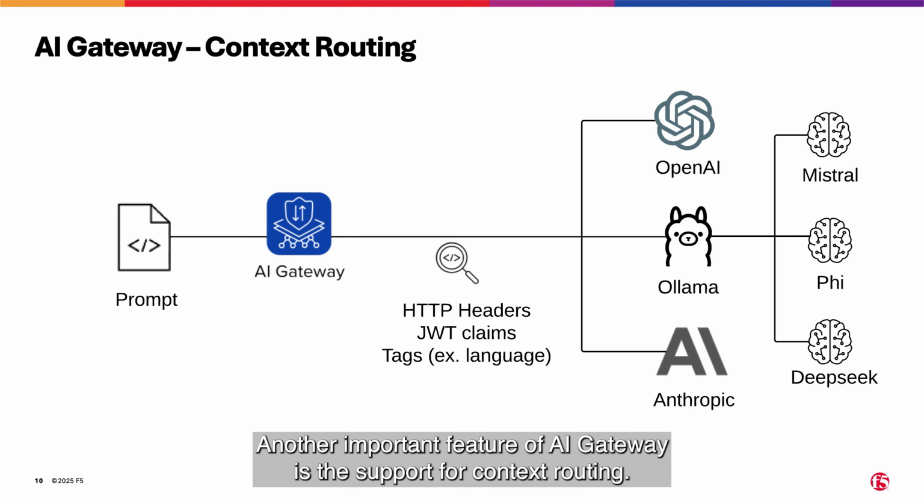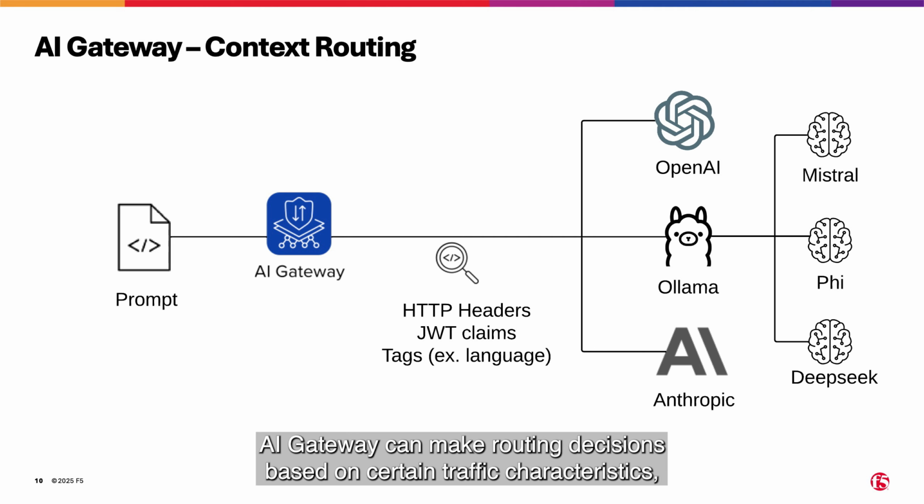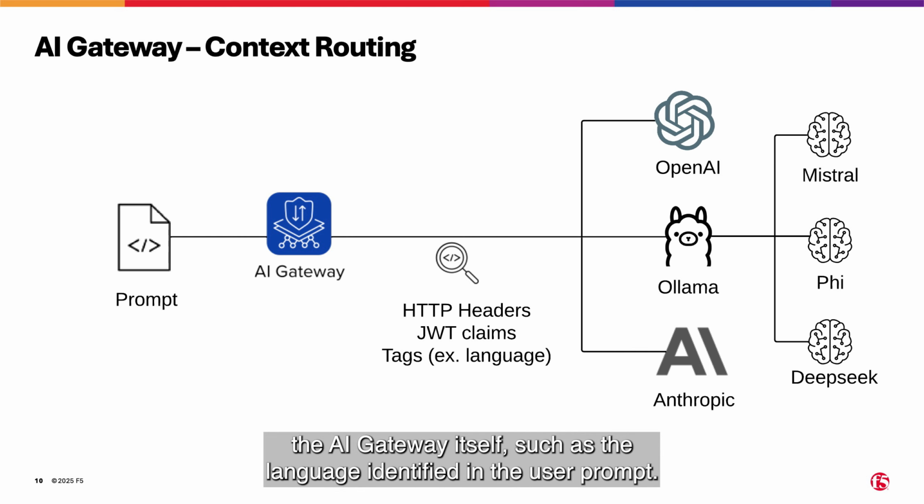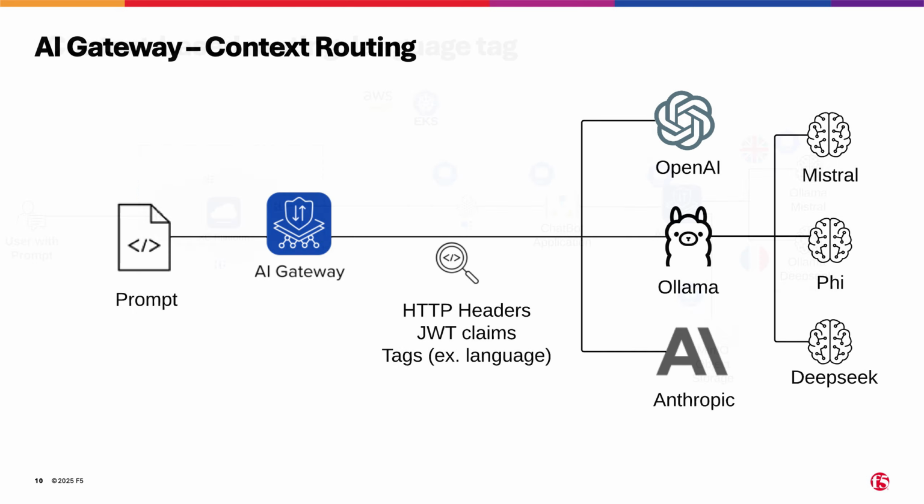Another important feature of AI Gateway is the support for context routing. AI Gateway can make routing decisions based on certain traffic characteristics, for example, the HTTP headers, the JWT claims, or the tags generated by the AI Gateway itself, such as the language identified in the user prompt.